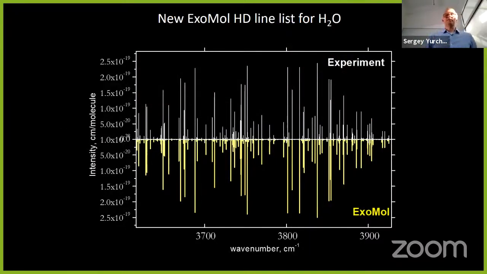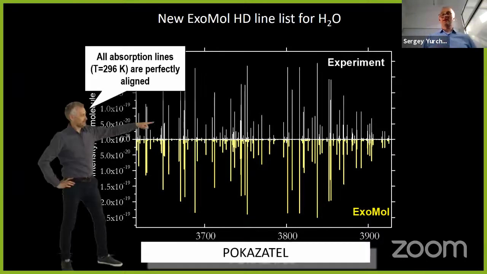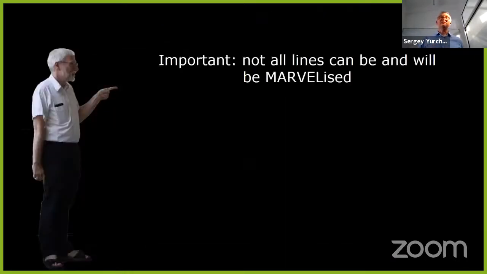And then this is an example of the new ExoMolHD line list for water. The upper display shows experiment, the lower display shows theory, which are perfectly in line, and the intensities are of good quality. This example of the line list is called populating. Important: not all lines can be and will be marbleized, just because we don't have experimental data. It's very difficult to produce experimental data for everything.